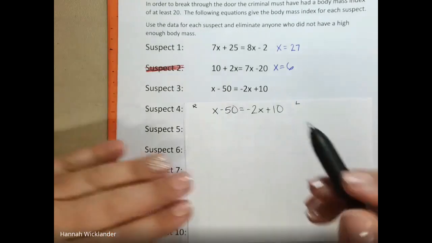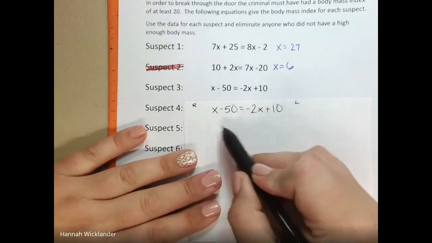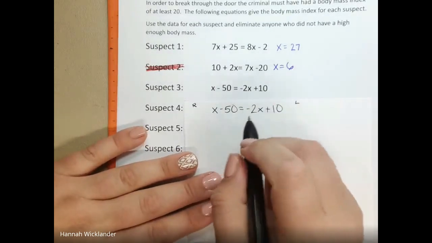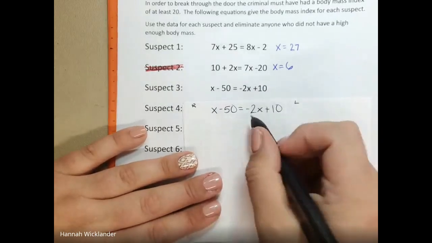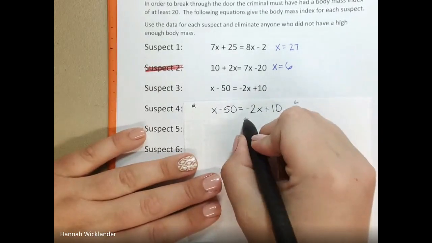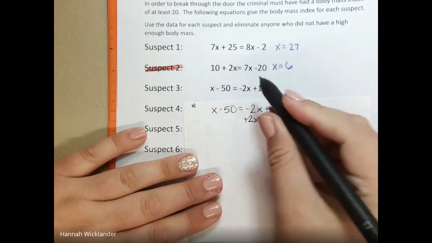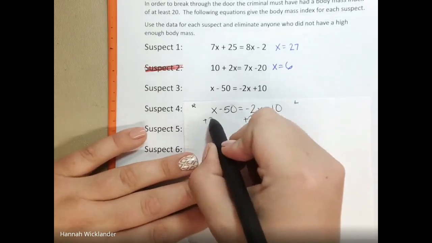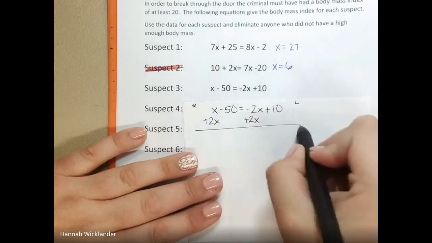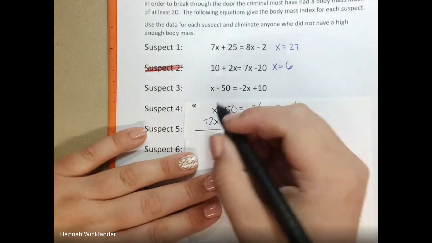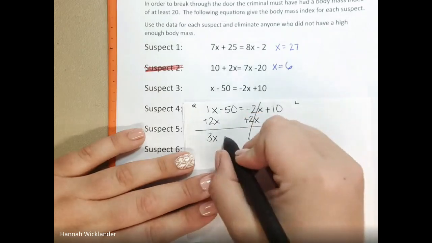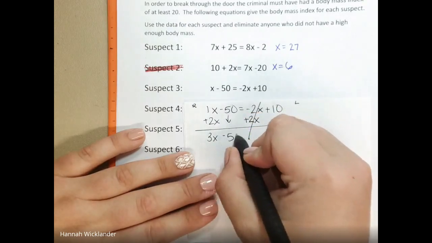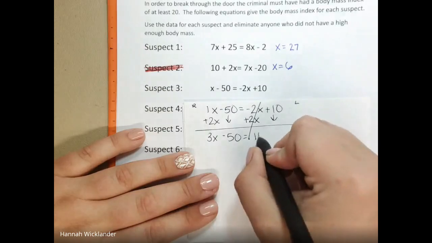Okay, so I'm going to move my 2x to the right side because Derek would like me to do that, and that is going to be perfect because my negative will become a positive, and I like working with positives instead of negatives. So I'm going to move the 2x to this side and get rid of it on this side. Those 2x's cancel. 1x plus 2x gives me 3x. Bring down my minus 50 equals, bring down my 10.